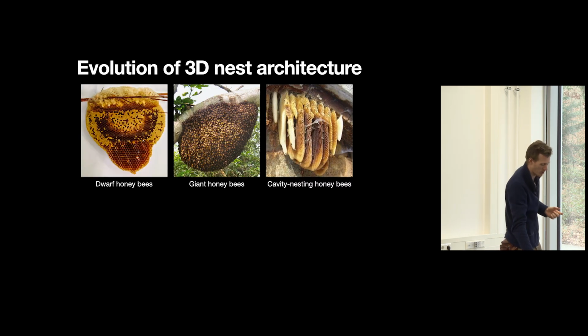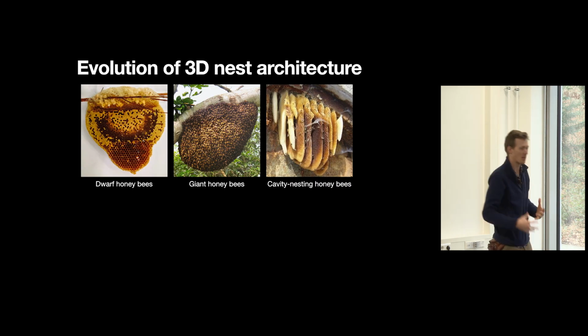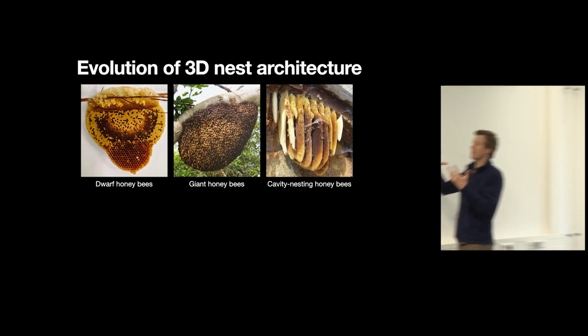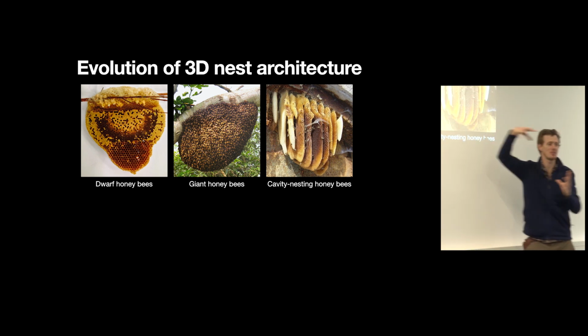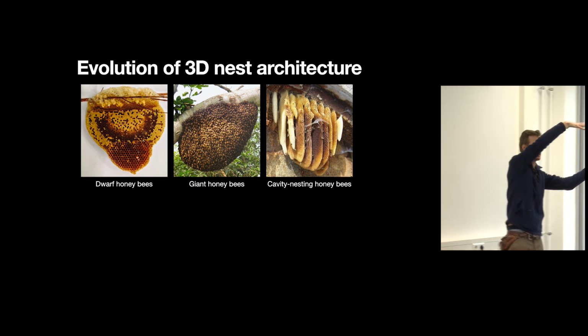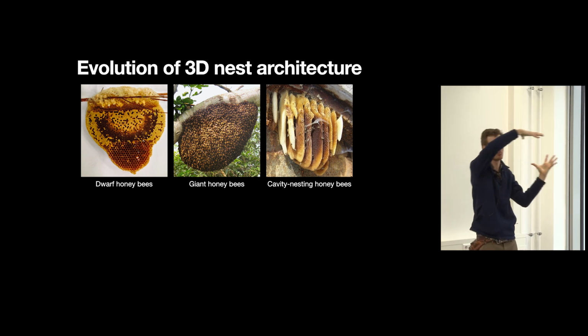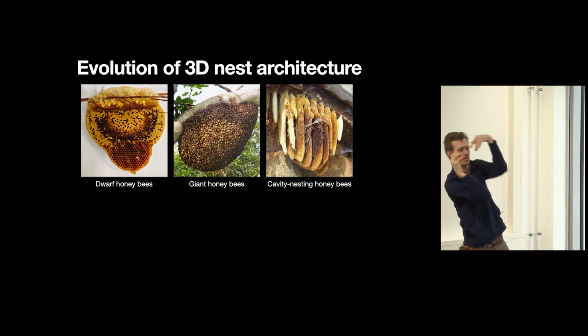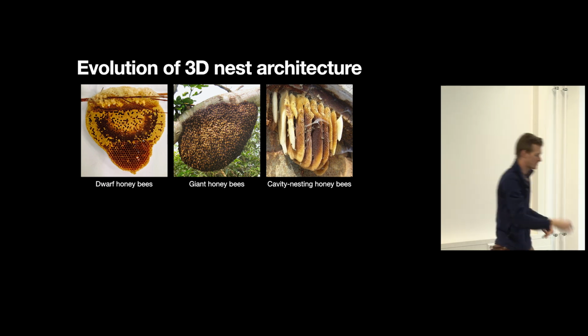And then you fast forward millions of years, and now you get three-dimensional nest architecture in all these species, and the cavity nesting species, when they moved from these outside places into cavities, they basically pulled that symmetry and just kind of sandwiched it onto themselves.